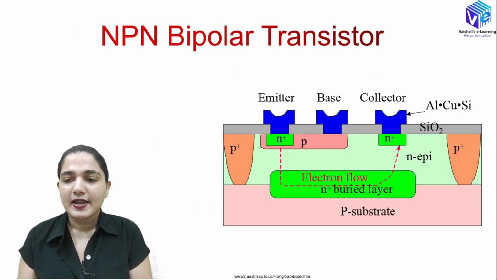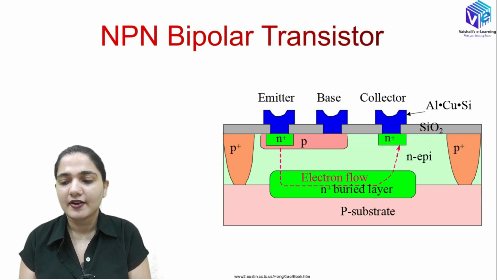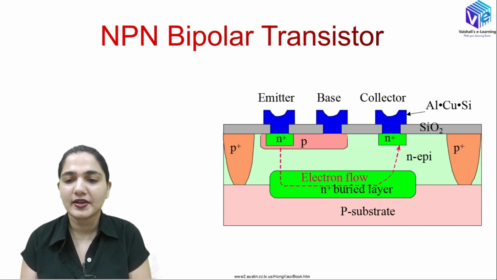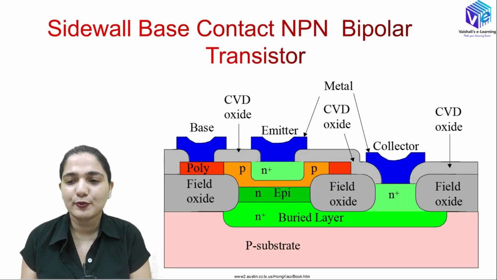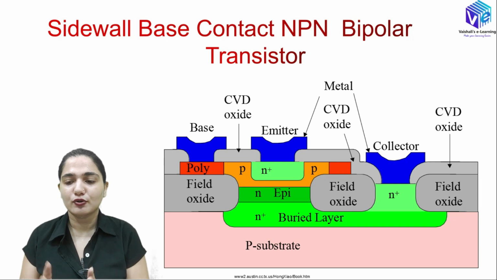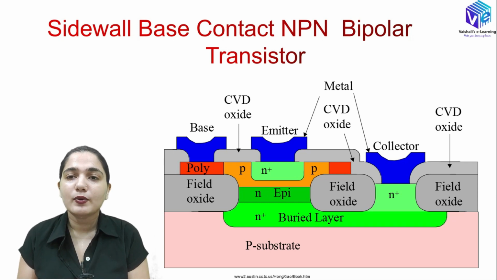Now coming to the NPN bipolar transistor, in the VLSI industry we fabricate the NPN bipolar transistor, and it looks like this. We will see in detail how we can fabricate the NPN transistor in silicon in another video. I hope you will stay with me. This is another type of NPN transistor, called the sidewall base contact NPN bipolar transistor. I will talk about all of these in detail, but as of now you should know how these look in a VLSI chip.